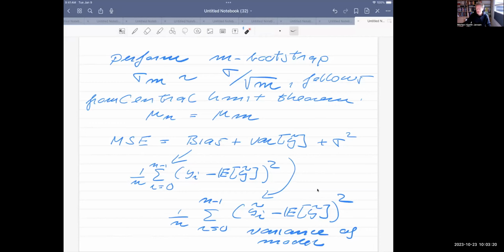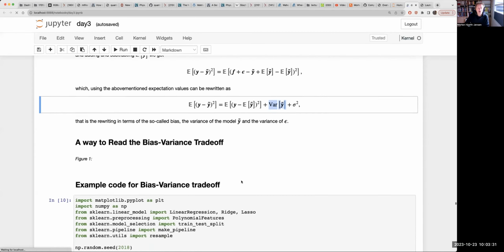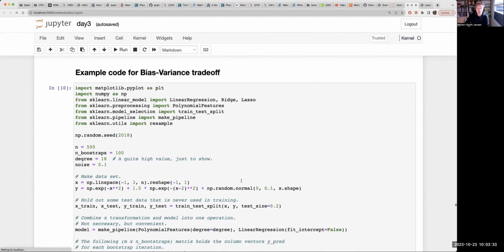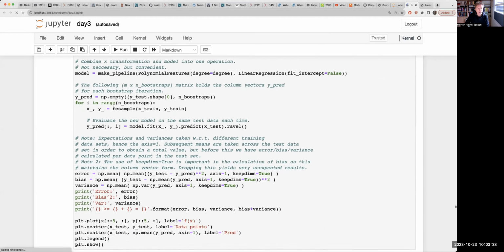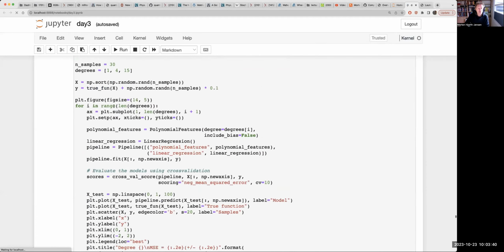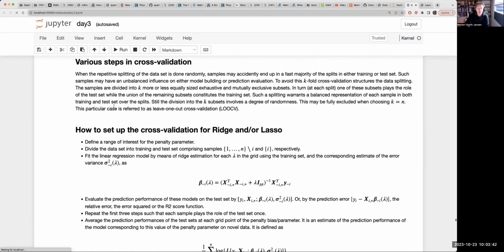Okay, so we didn't finish what we planned. So let me just bring back the slides. So what we are going to do next week in the first lecture is to go through an example code for the bias-variance trade-off. And then after that, we are going to take a look at the steps in cross-validation, which is a standard method for trying to estimate the best possible, let's say, mean squared errors or whatever.